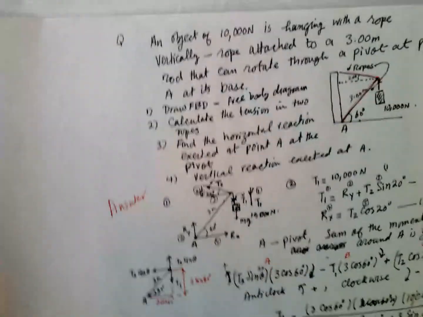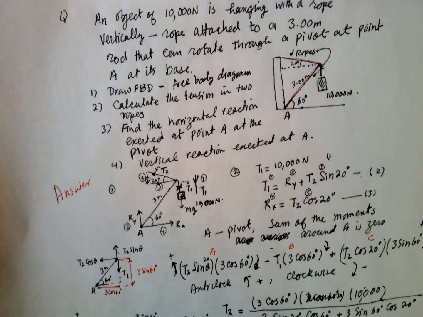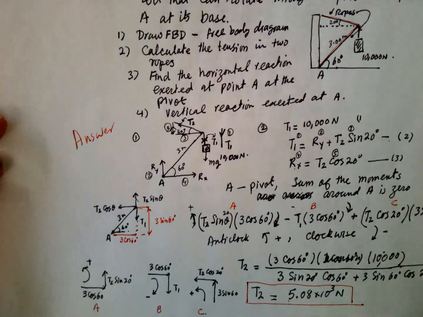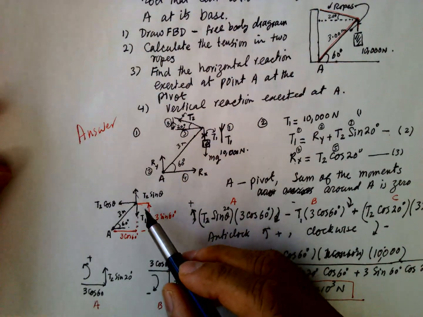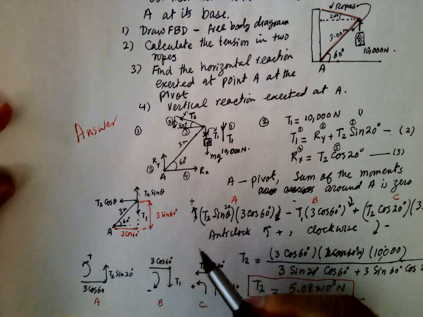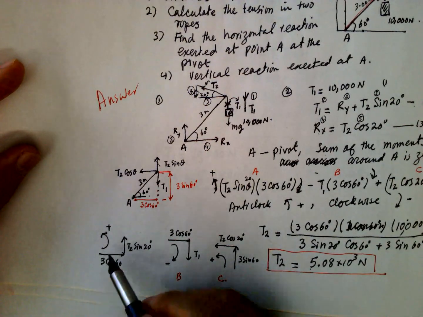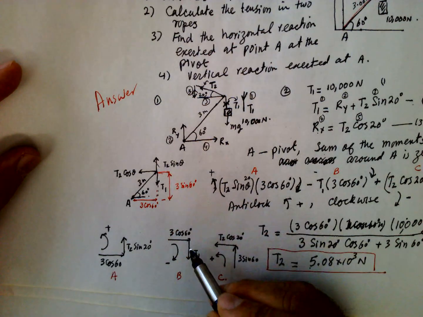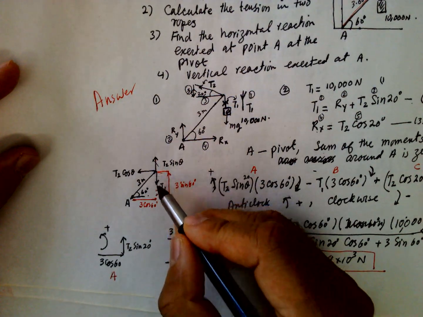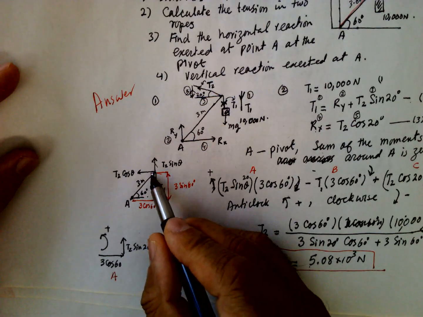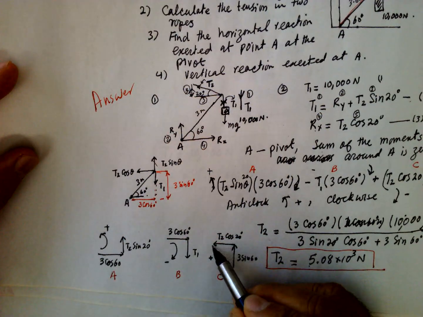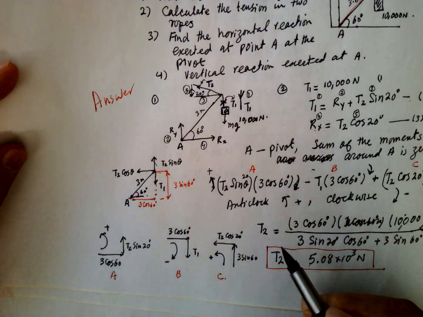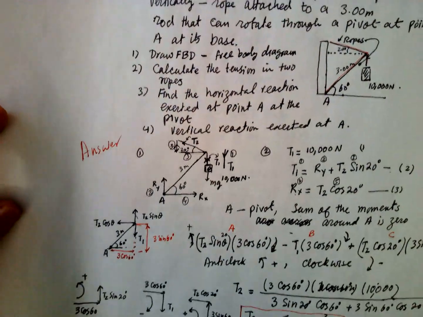This is slightly complicated, but it is a very nice question. The only point is that you have to resolve the forces in a very good manner. Like this one, T2 sine theta is this one, and T1 is this one down, and T2 is in the minus x-axis. These are the forces, and then its pivot is this one. That is the answer for this question.